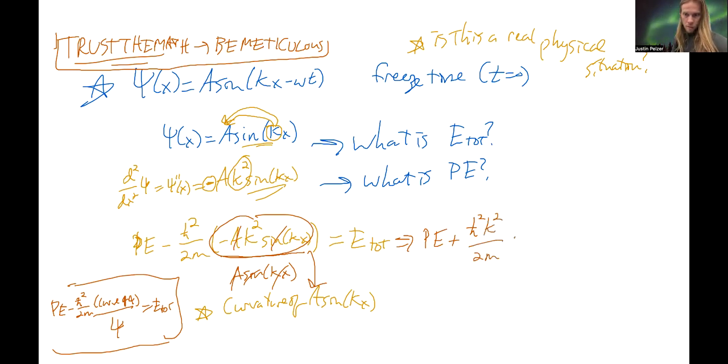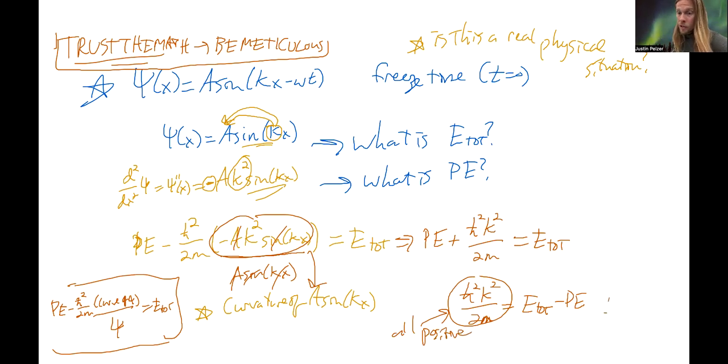equals E total, which means h bar squared k squared over 2m equals E total minus potential energy. Now, these are all positive. So this is kind of like our answer. Now we need to interpret it. So I'm going to rewrite this on the next screen, right? So we have sometimes an answer that might not be obvious as an answer, but here's our answer. H bar squared k squared over 2m equals E total minus PE. These are all positive.